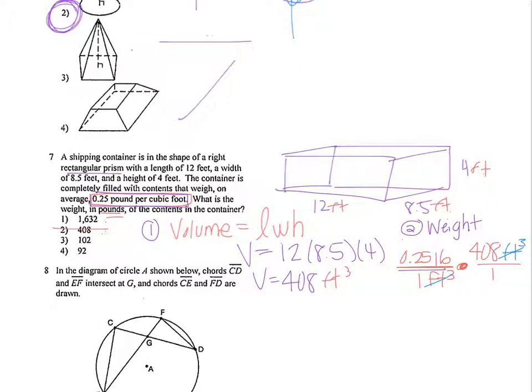No units on the bottom, because if you were to put pounds down here, then you would end up canceling pounds and that would be pointless. Okay, so now cubed feet cancel with cubed feet, and we have the fraction 0.25 over 1 being multiplied by the other fraction. In your calculator, type those 2 in, multiply them, and you find out that the weight is equal to 102, which is choice 3.